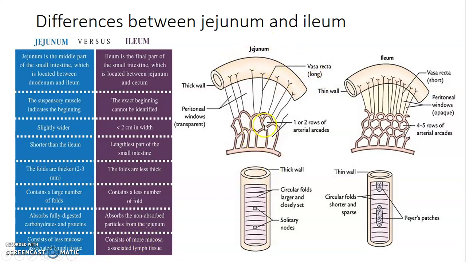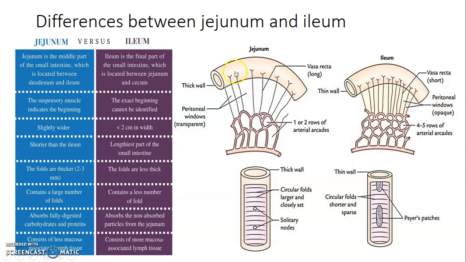Other differences are in the blood supply. You find that the jejunum has 1 or 2 rows of arterial arcades, so from the primary vessel to secondary, then to tertiary. But in the ileum, the branching is more. So primary vessels give secondary, tertiary, quaternary, so there's more branching, more arterial arcades. Then the peritoneal windows in between, where the mesentery is, are transparent in the jejunum, but in the ileum, they're sort of opaque because of lots of fat.